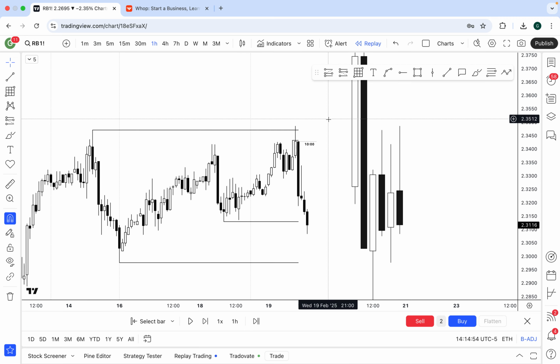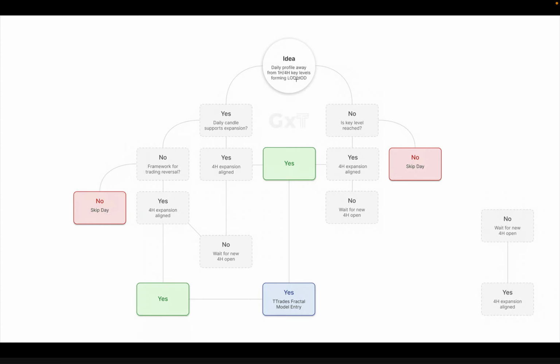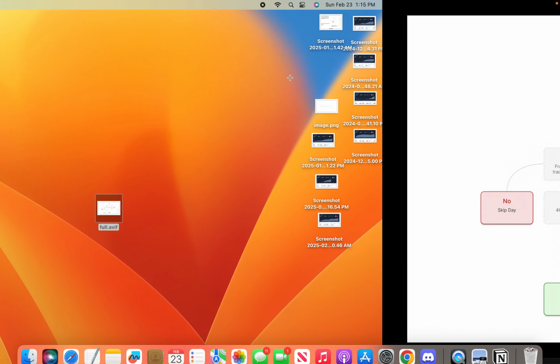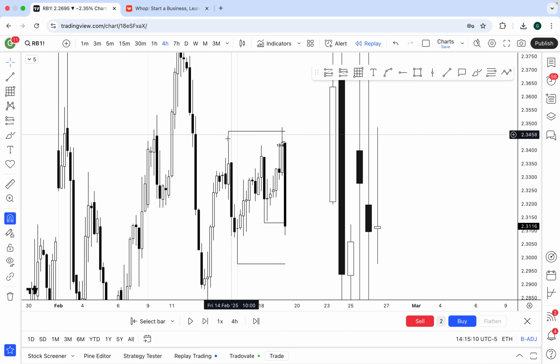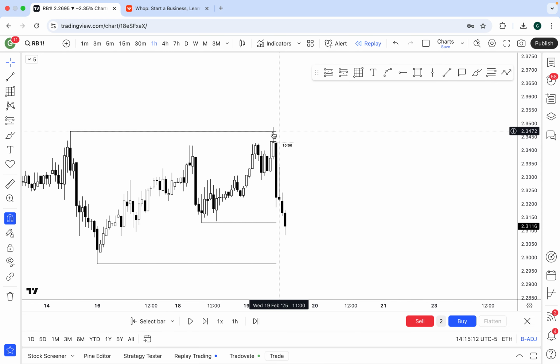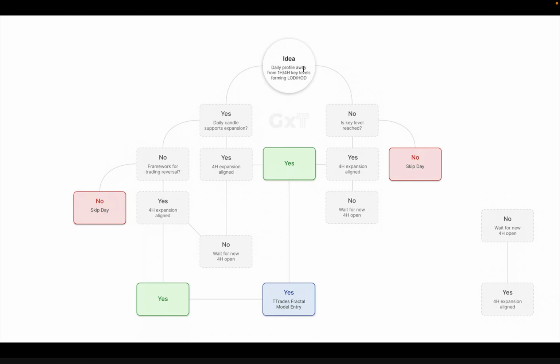So let's go through the flowchart, right? So the idea is always going to be a daily profile away from an hourly or 4-hour key level, formerly high or low today. So do we have a 1-hour or 4-hour key level? Yes, right? We have this 4-hour external range high to form the higher low today, potentially. So now let's walk through the next question. So since we do have a key level to be hit, we go over here. Right now we're going to ask ourselves, does this daily candle support expansion?